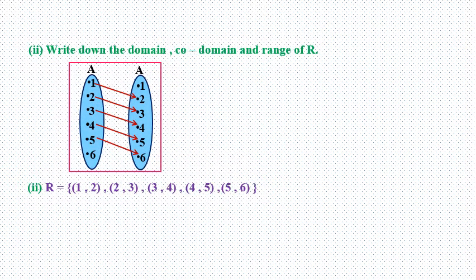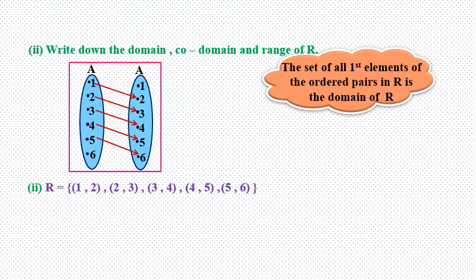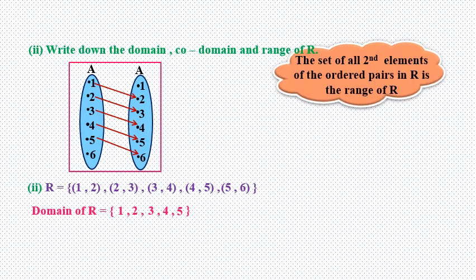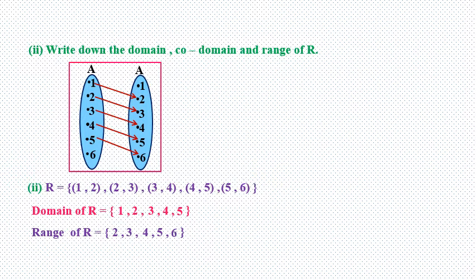We go for the second question. The set of all first elements of the ordered pairs of R is the domain. Yes, write the domain now: 1, 2, 3, 4, 5. Yes, this is my domain. Correct? Now the set of all second elements we can call the range: 2, 3, 4, 5 and 6.